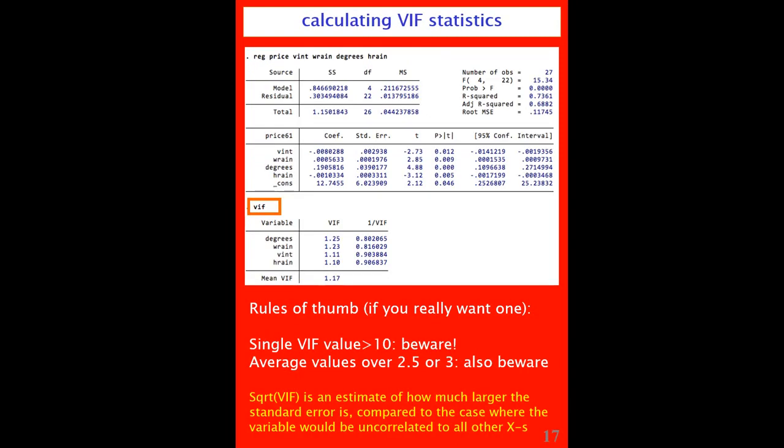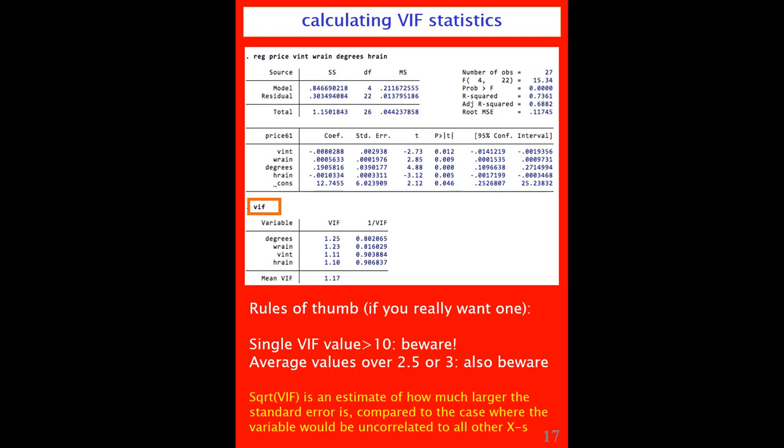And the second thing is to look at these variance inflation factors. Here I ran the actual regression trying to predict the price of the wine, and afterwards I typed the command VIF for variance inflation factors. You get a list of variance inflation factors back, and let's see what that means.